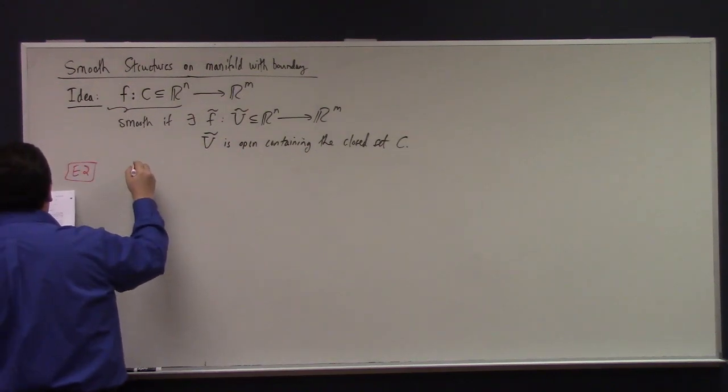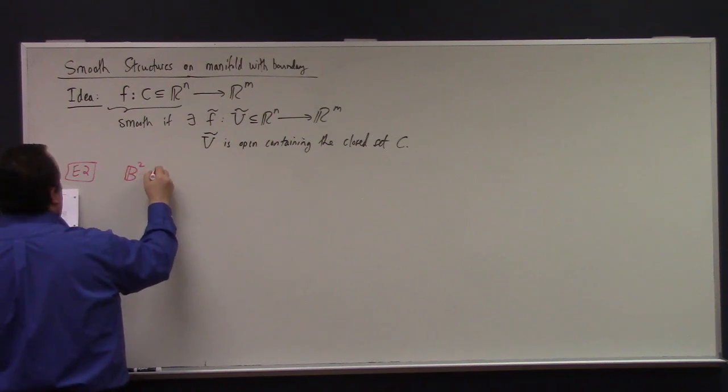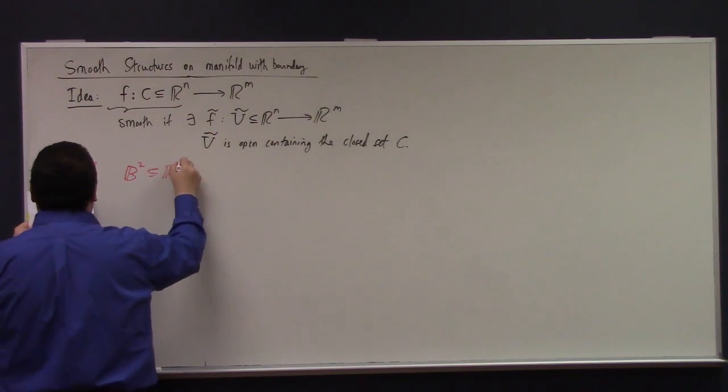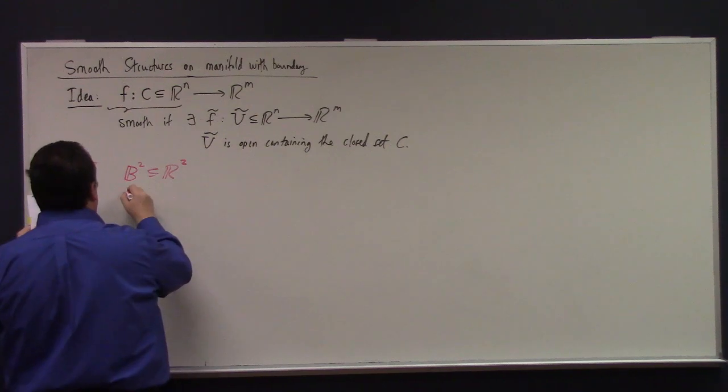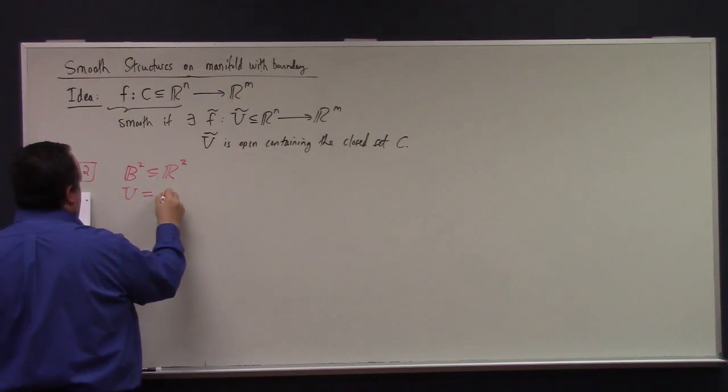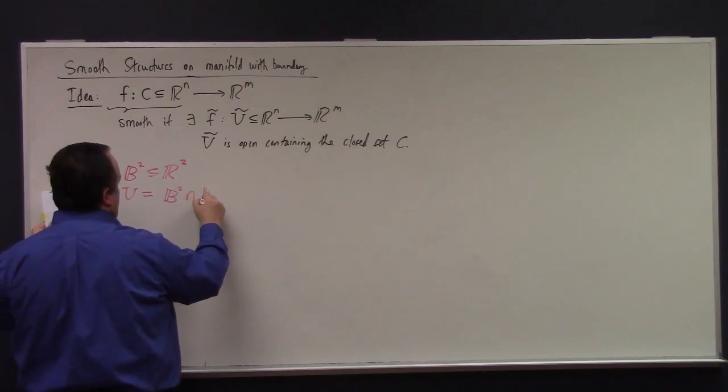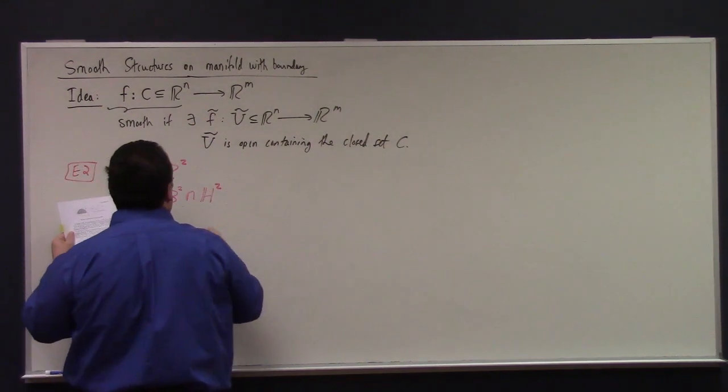We have B2, which is a subset of R2, the open disk, right? And he says let U be B2 intersect H2. Check that out. What's that?